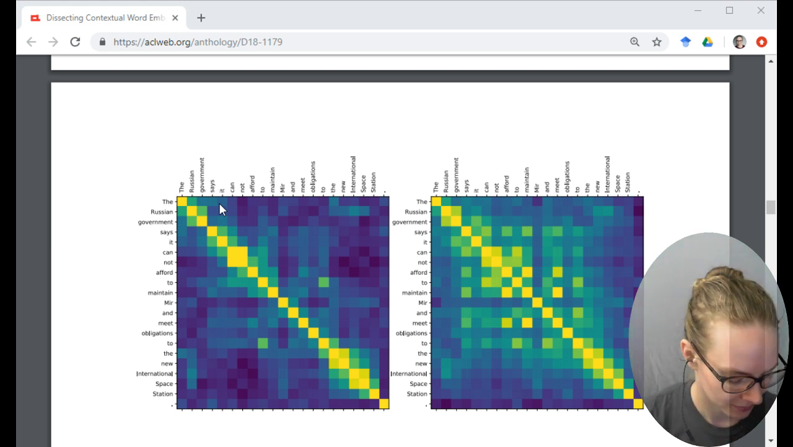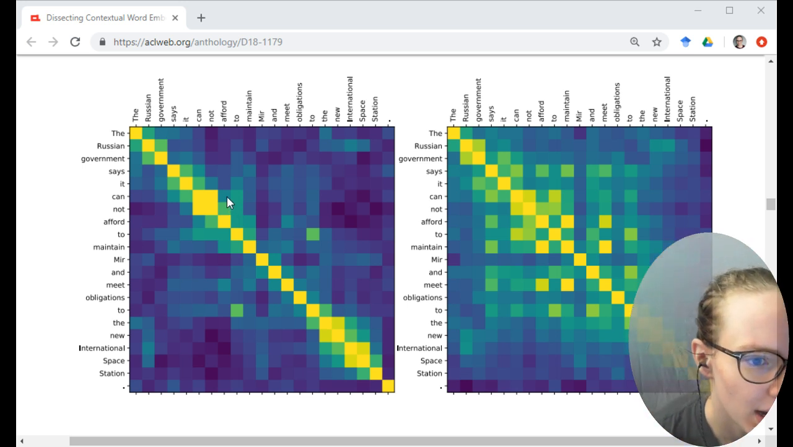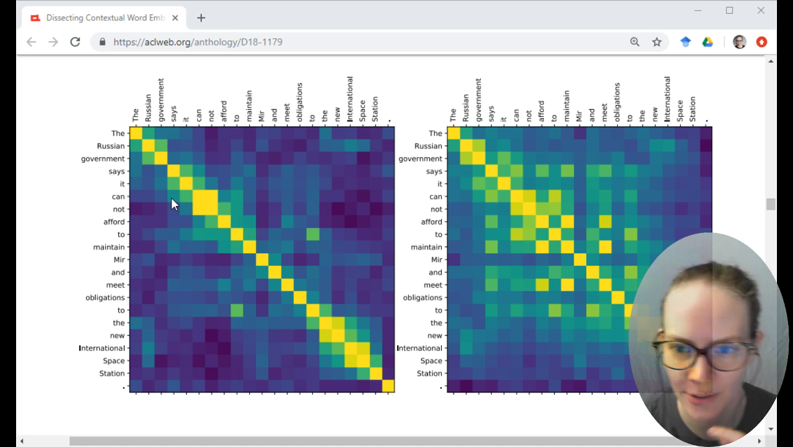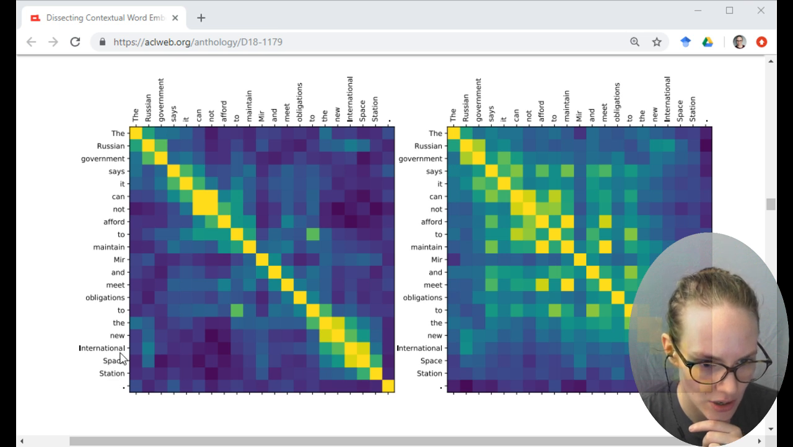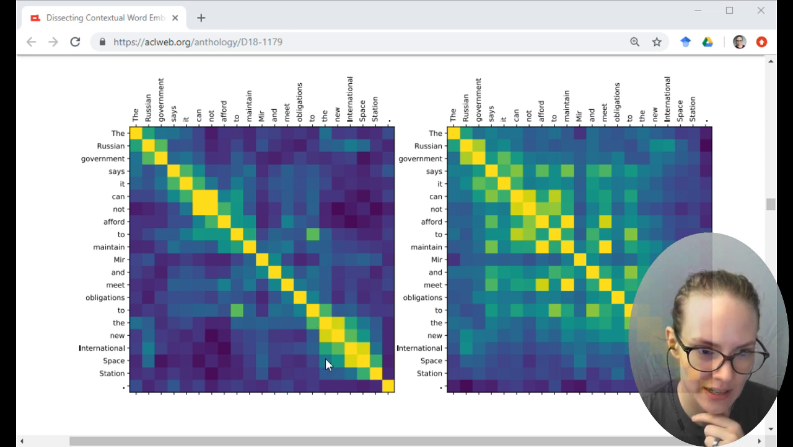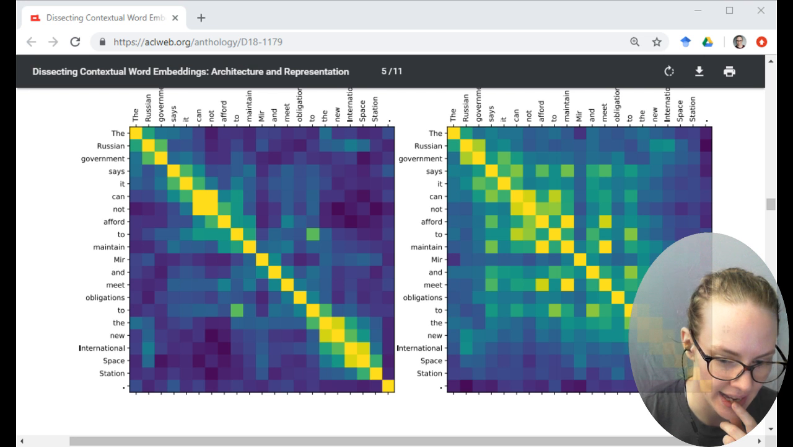Let me zoom in a little bit so we can look more closely at these figures. So here, not and can have pretty close activation to each other. Sorry, let me try and stay in frame a little bit better. The new and space station. So international and space. So they're arguing that this has more local information, and that this is in some way being treated as a chunk.